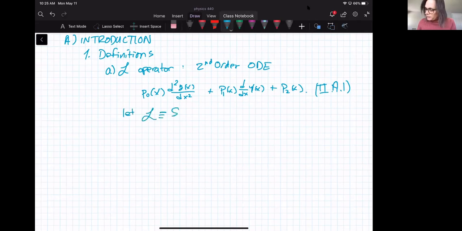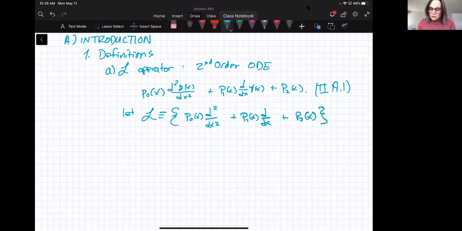Let L be defined as an operator, namely P naught of x times d squared over dx squared, so the actual operation of the second derivative, plus P1 of x d dx plus P2 of x. And we're going to define it over, and this is a pretty important point that is often skipped over, the region A and B inclusive.